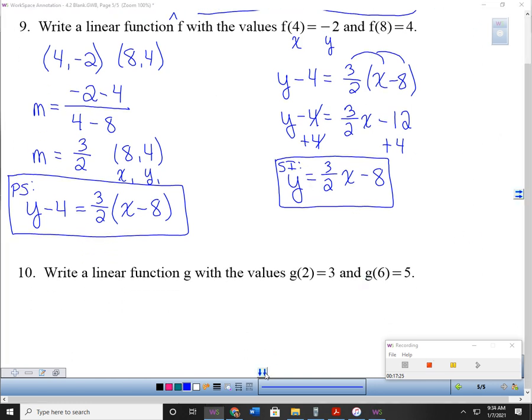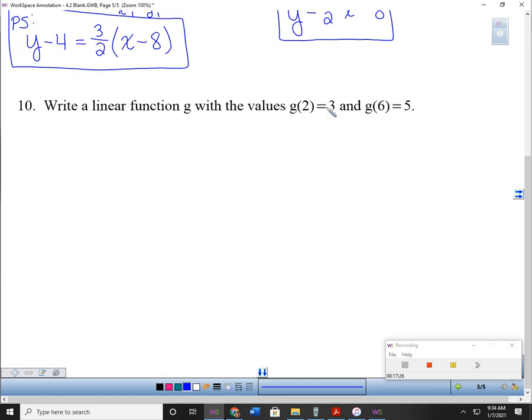All right, let's do one more. So I have 2 points here. I've got 2, 3, and the other point is 6, 5. And the first thing I'm going to do is find my slope. So I don't have any kind of negative, so I'm going to go with the one that has bigger numbers.